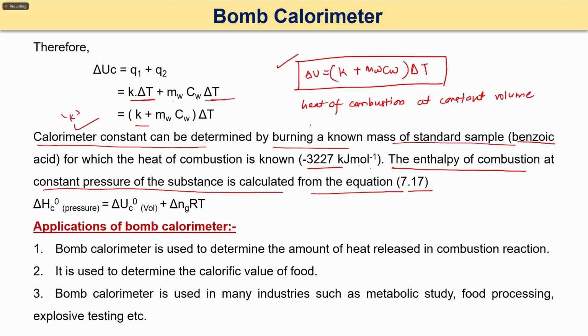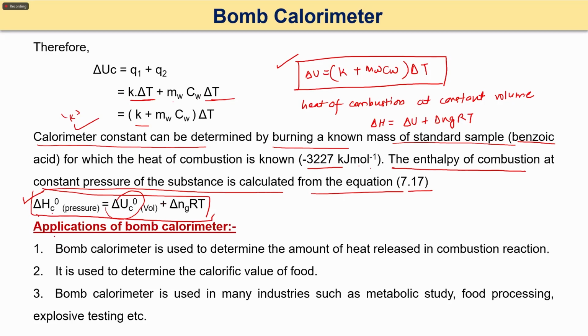And if you want to calculate the enthalpy of combustion at constant pressure, we know this relation: delta H equals delta U plus delta ng RT. So we just put in the value of delta U, and then add delta ng RT, and we can easily get the value of delta H. It is nothing but delta U plus delta ng into RT.